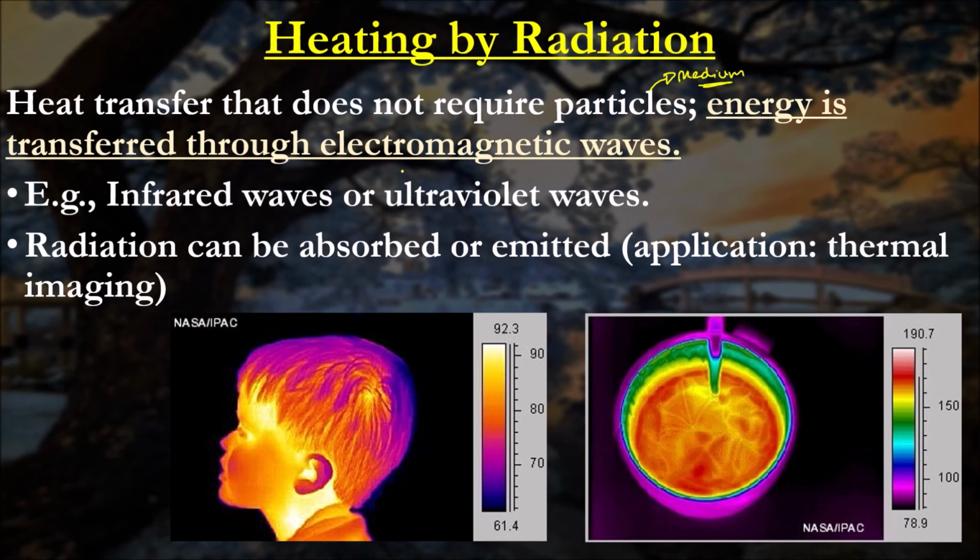Examples of heat by radiation are infrared waves or ultraviolet waves. Infrared is the most common, so when you turn on a gas cooktop and you feel the heat coming towards you, that is infrared radiation. That's heat by infrared. You can actually demonstrate how heat is transferred by using what we call infrared cameras.